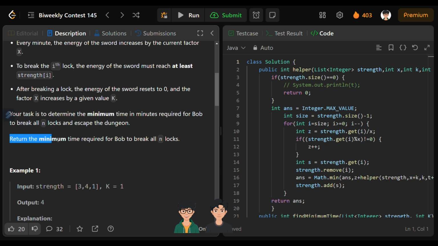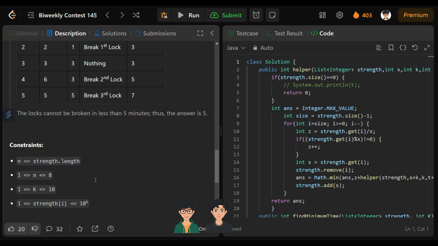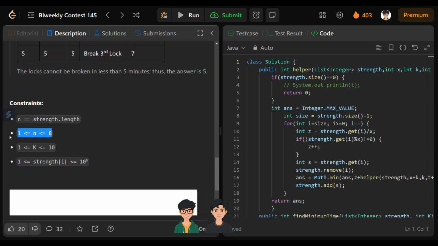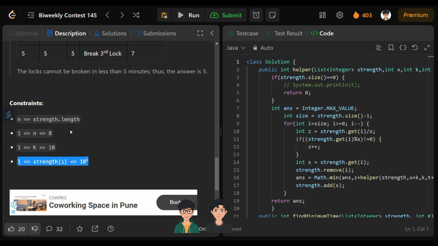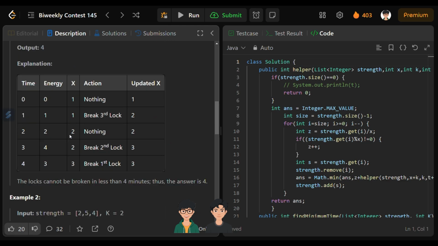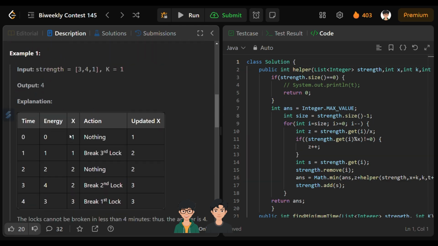If we see the constraints here, then n is 8 actually. So we can clearly see that we can use the brute force approach. And what the brute force will be is, we can create all permutations with the help of recursion. Let's see a test case, Ishan.